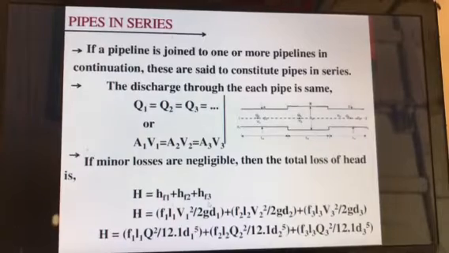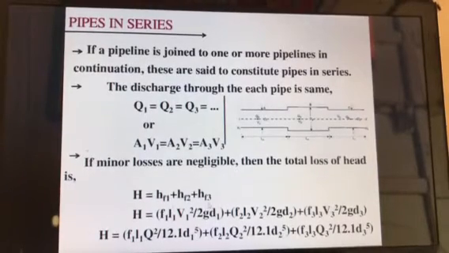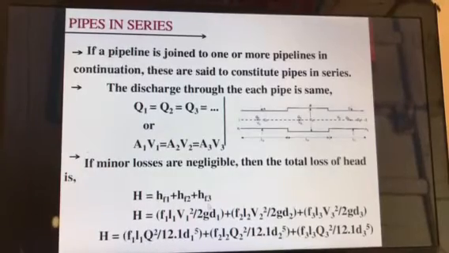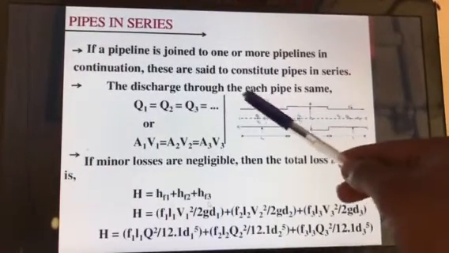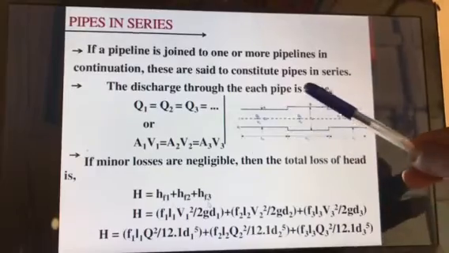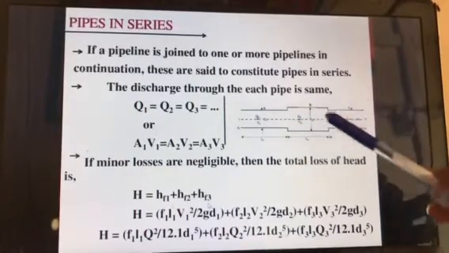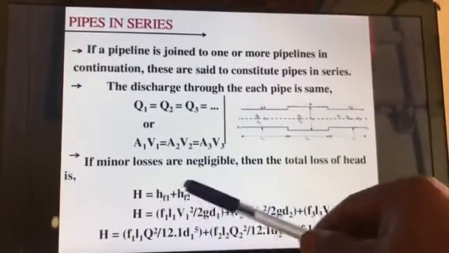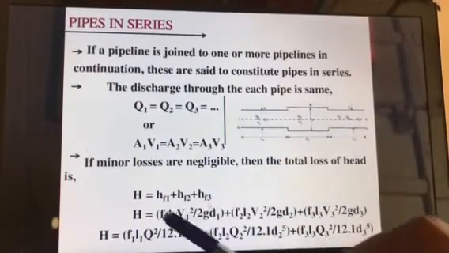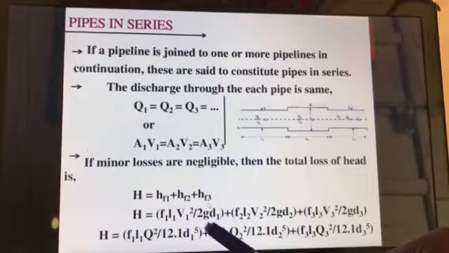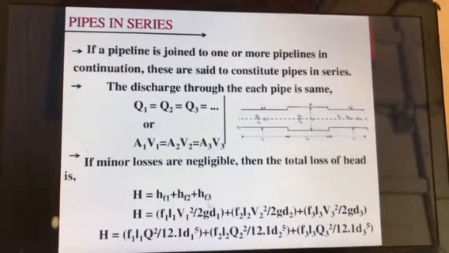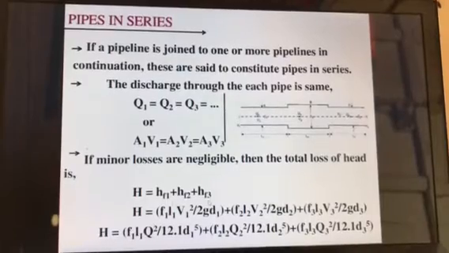Now if we neglect the minor losses, then the total loss of head will be the loss of head in this pipe plus the loss of head in this pipe plus the loss of head in this pipe. So the total head loss will be hf1 plus hf2 plus hf3, which is f1 L1 V1 square by 2 g D1, plus f2 L2 V2 square by 2 g D2, plus f3 L3 V3 square by 2 g D3.